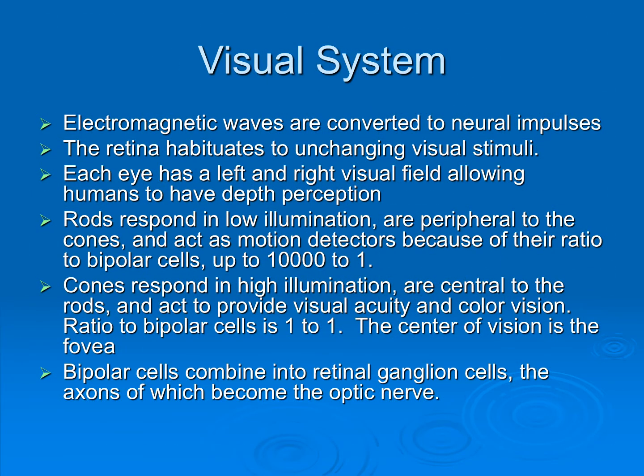So let's just briefly talk about the visual system. You'll get a lot of these in the videos if you watch them. Of course, we talked about electromagnetic wave energy, rods that work in low illumination, and cones that work in high illumination. Rods are connected to bipolar cells with as many as 10,000 to 1, whereas cones have a 1-to-1 relationship with bipolar cells. So cones are used for visual acuity, whereas rods, in a sense, act like motion detectors. And when the bipolar cells connect to the retinal ganglion cells, the axons become the optic nerve.